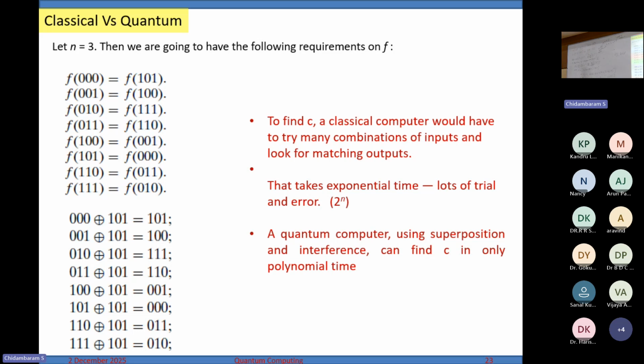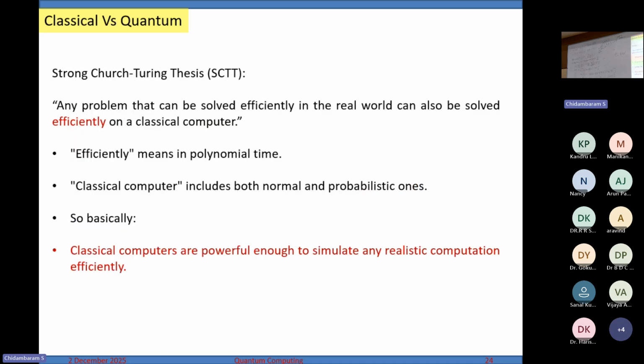Right? So the Shor algorithm is able to solve it in a way that you are finding the period. Okay, so that's what Simon's problem is. Another interesting phenomenon is that quantum computers violate the Church-Turing thesis. What does the Church-Turing thesis say? Any problem that can be solved efficiently in the real world can also be solved efficiently on a classical computer. That's the thesis statement.